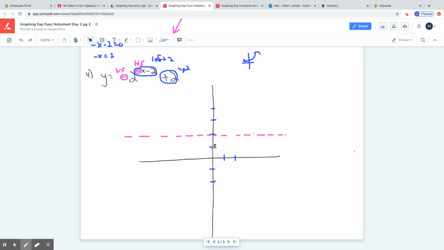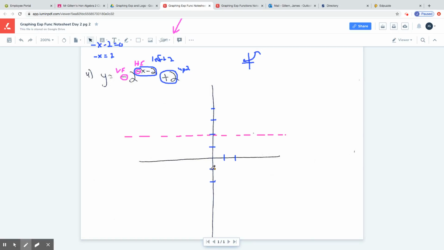All right. So we have 4 things that are happening. We have a vertical flip, a horizontal flip. We have to move it to the left 2 and up 2. So a lot going on. Okay. So a vertical flip at 0, 1 moves me down to 0, -1. All right. A horizontal flip, flipping over the y-axis, doesn't move it. So I'm still at 0, -1.